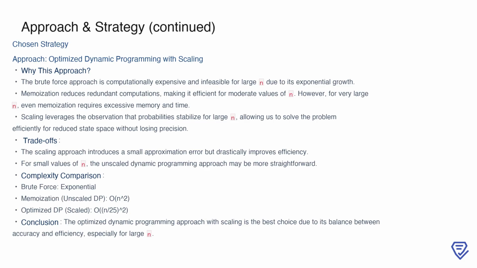The trade-offs of this scaling approach are minimal. Although it introduces a small approximation error, the gain in efficiency is significant. For smaller values of n, the unscaled dynamic programming method may be simpler to implement, but for larger n, scaling is indispensable. By comparing complexities, we see that brute force is exponential, unscaled memoization is n squared, and scaled dynamic programming reduces this to (n divided by 25) squared. This makes the optimized approach the clear choice for handling large inputs, as it achieves efficiency without sacrificing meaningful accuracy.